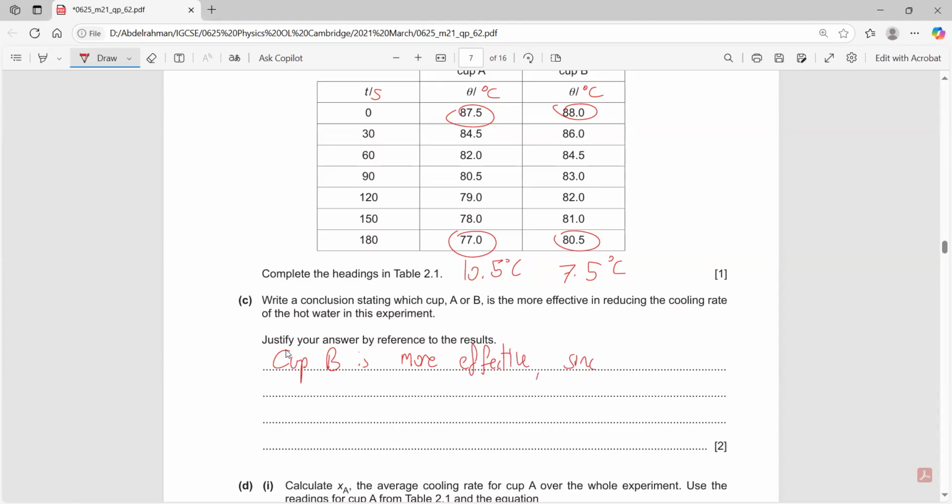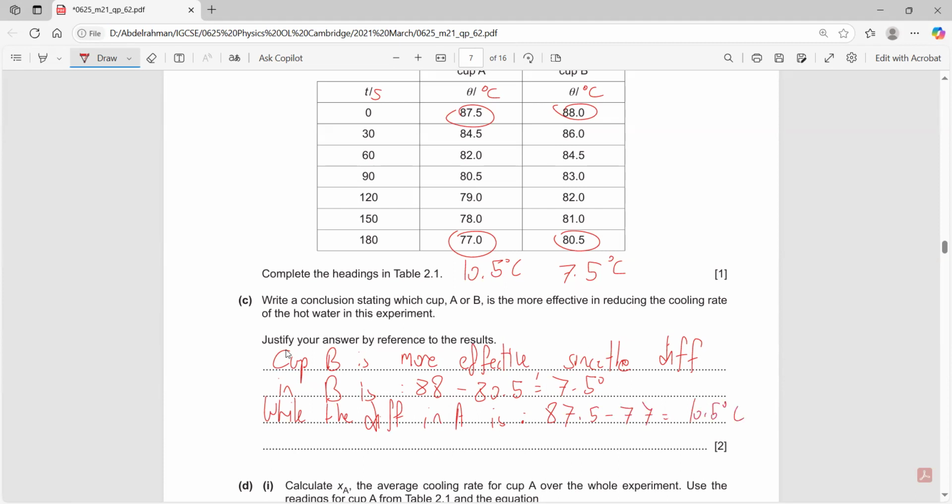since the difference in B is, and you need to write down the numbers, 88 minus 80.5, which is 7.5 degrees Celsius, while the difference in A is, again, you have to write down the numbers, 87.5 minus 77, which is 10.5 degrees Celsius.